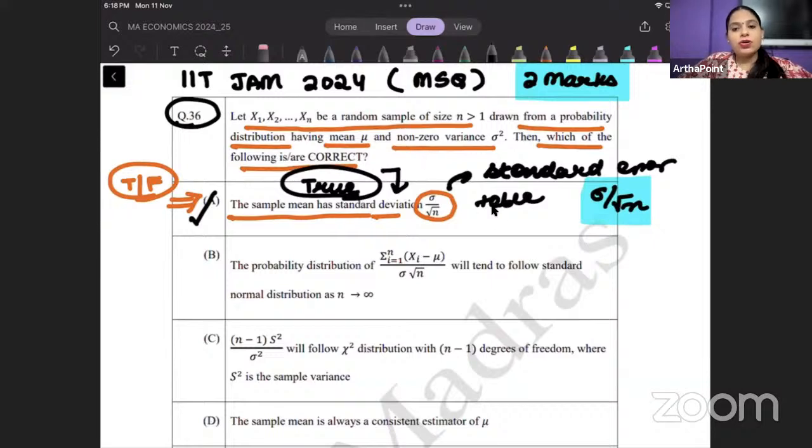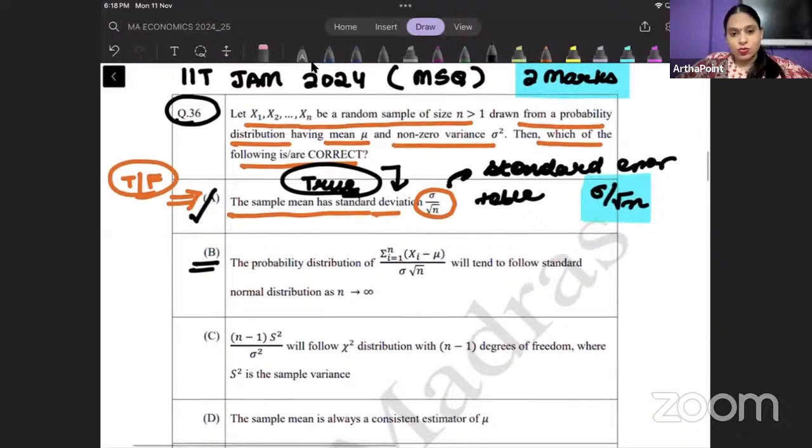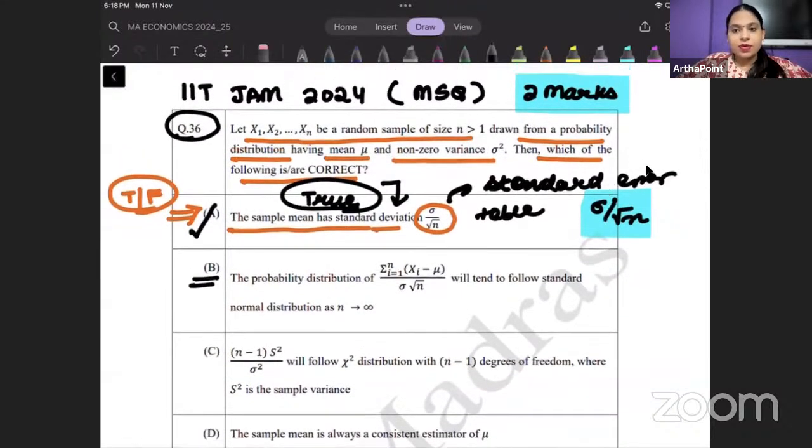Okay. Now let's talk about B. Tell me whether statement B is true or false. Statement B, is it true or false? False. Okay. Others? True. Okay. देखो, this is not sigma by root n. ध्यान से देख लेना. This is sigma root n. हाँ. Do accordingly.